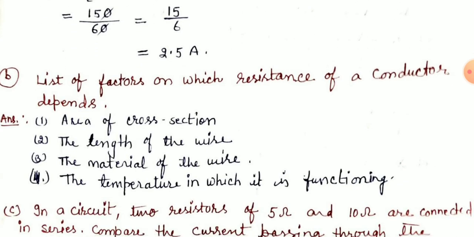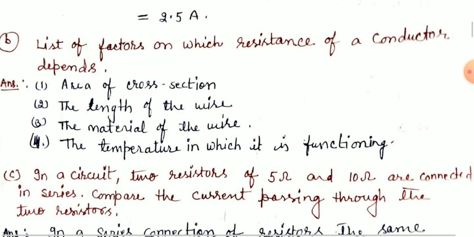B. List the factors on which resistance of the conductor depends. Answer is area of cross section. Second, the length of wire. Third, the material of the wire. And fourth, the temperature at which it is functioning. You can write this or you can leave this. So basically on these three: area of cross section, inversely proportional; the length of the wire, directly proportional; and the material of the wire.